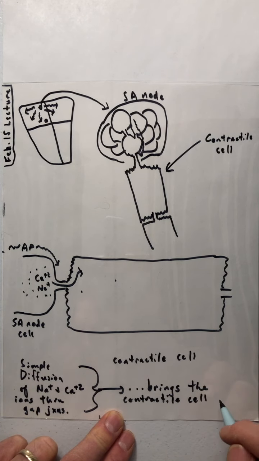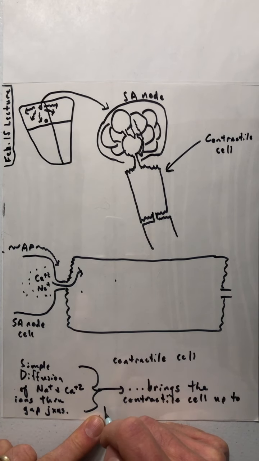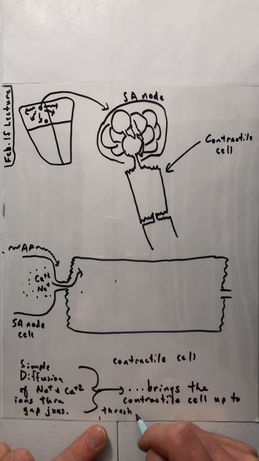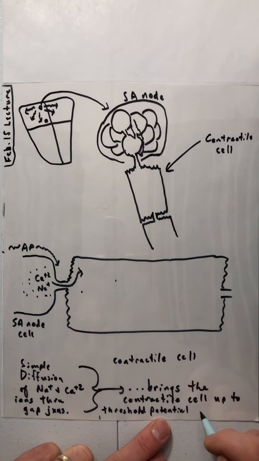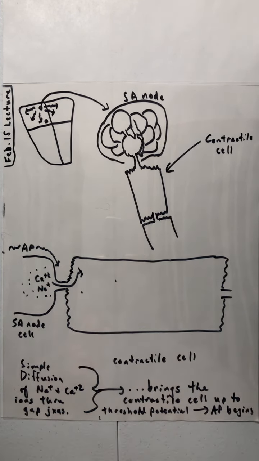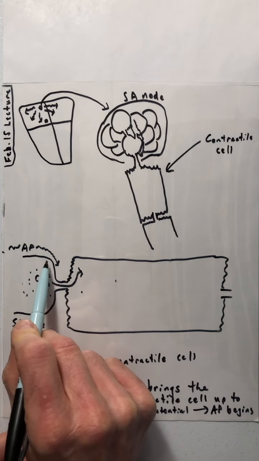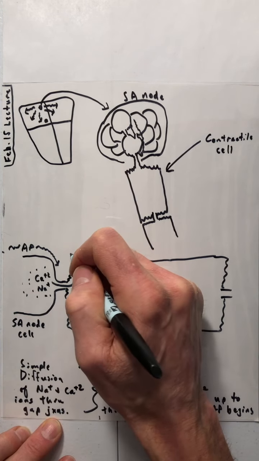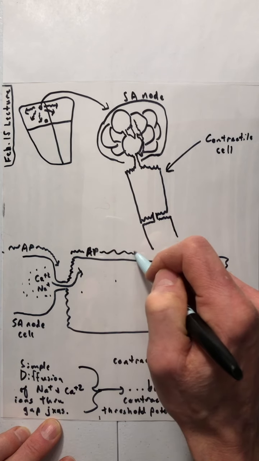But this brings the contractile cell up to threshold potential, which we'll learn is minus 70 millivolts for those cells. So up to threshold potential. And as a result, an action potential begins in the contractile cell. So there's only a split second between the action potential traveling through the last part of this SA node cell and a new action potential generated over the cell membrane of this contractile cell.